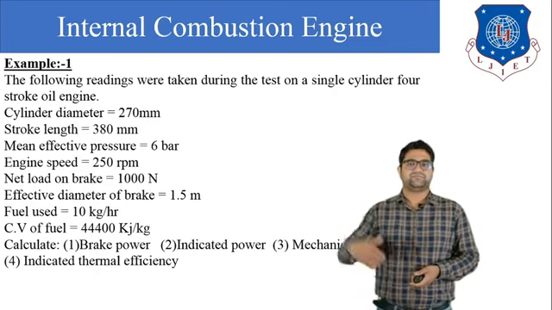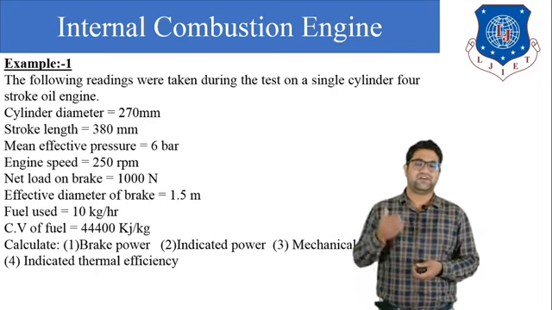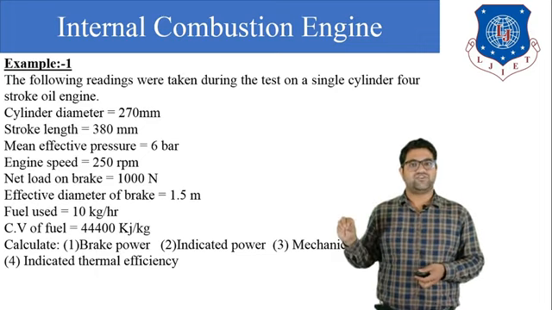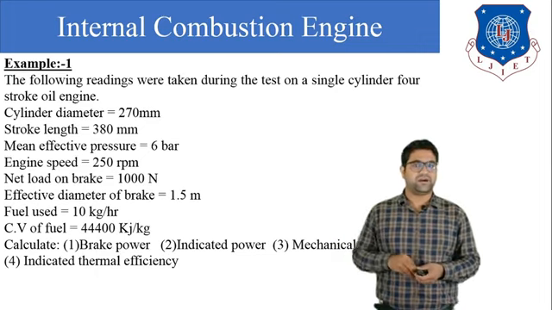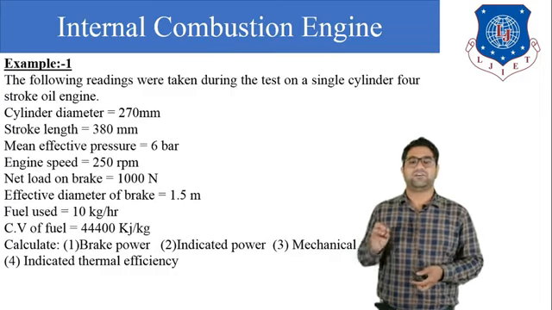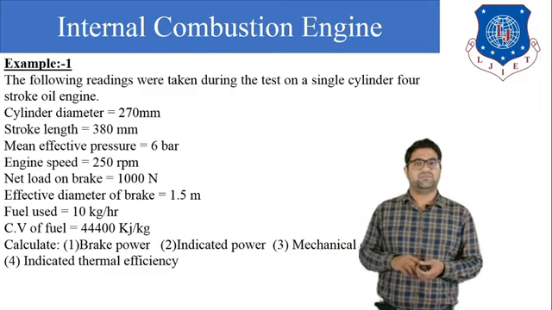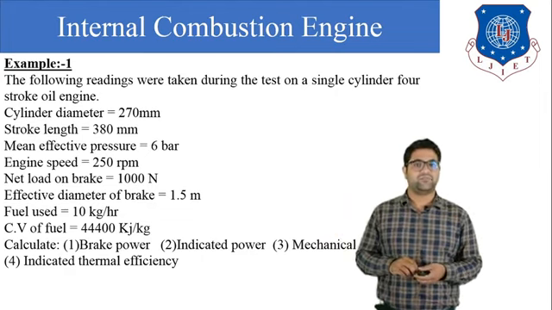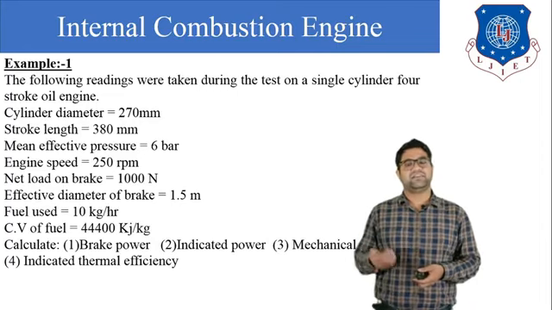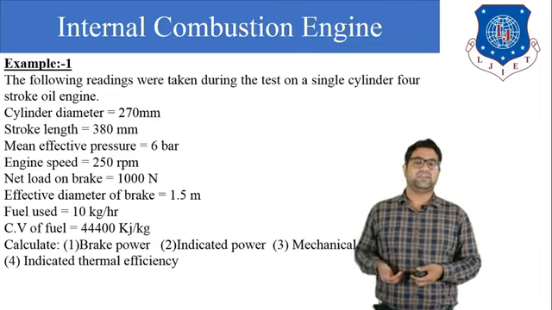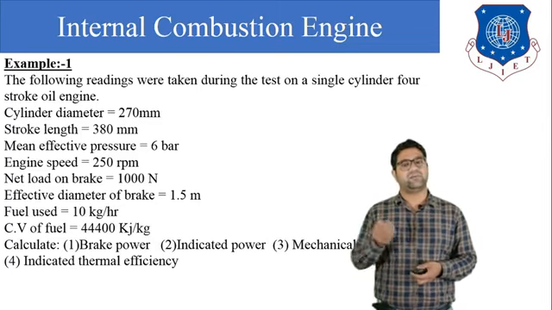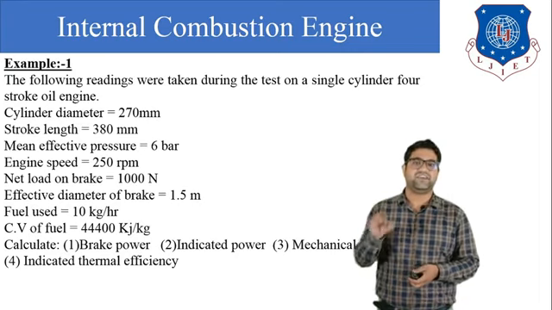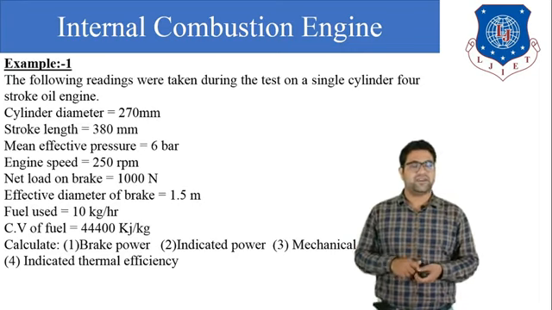Now, third is the mechanical efficiency. What is the meaning of mechanical efficiency? Mechanical efficiency is the ratio of brake power to the indicated power. So we can say how much power is lost during the process, and we can see that from the value of mechanical efficiency. Next is the indicated thermal efficiency. The indicated thermal efficiency can be found with the help of the indicated power. The formula of indicated thermal efficiency is indicated power upon the mass of fuel into the calorific value.